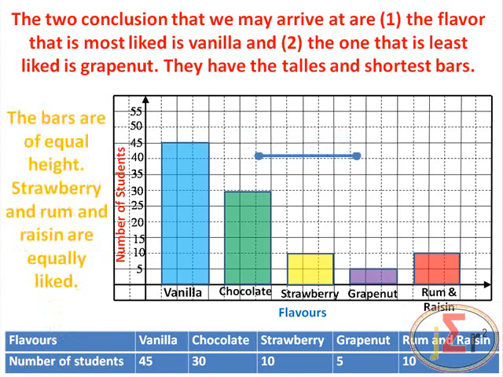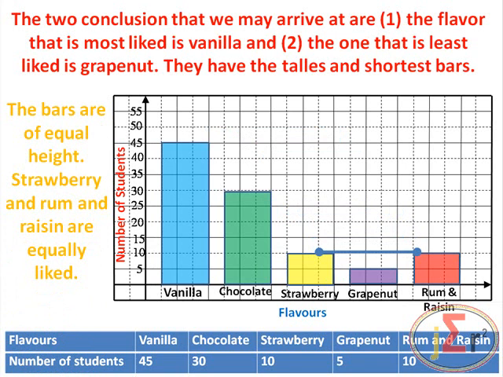Of course, we have other conclusions that we may arrive at, and I have included one right there. The bars are of equal height. Strawberry and Roman raisin are equally liked. So we see bars equal in height, and we say that they are associated with flavors that are equally liked. And that is a fair conclusion to arrive at by taking a look at the bar graph that we have there.